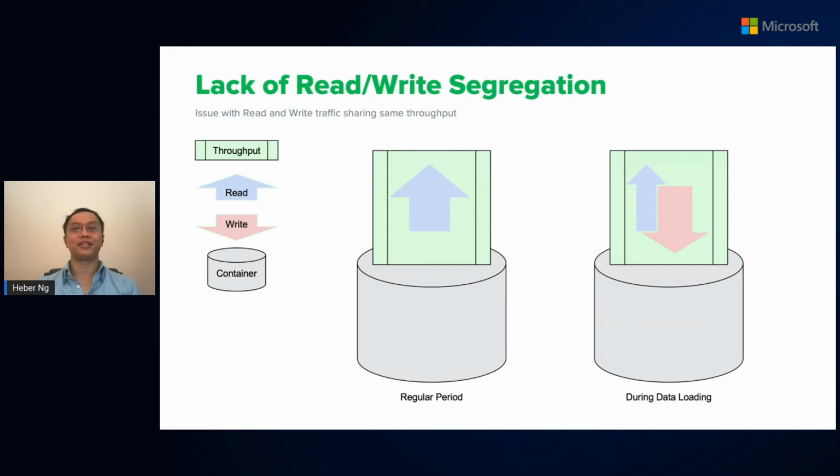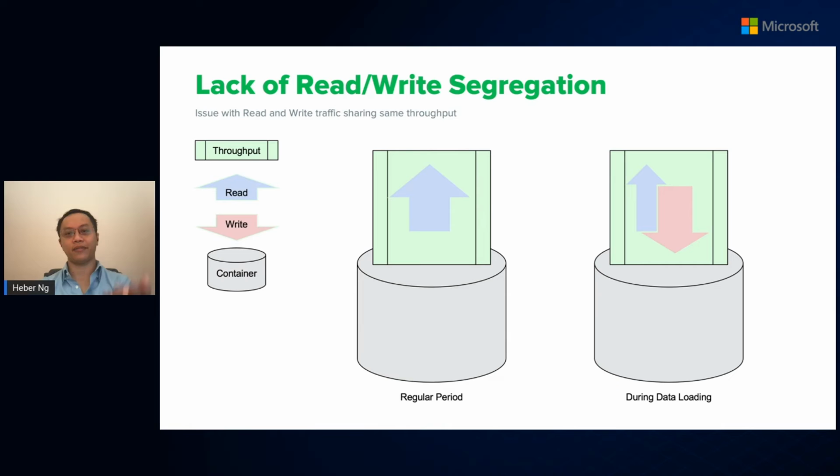So now, having showcased some of Cosmos DB's strengths, it is not without some downsides. The biggest one being that Cosmos DB does not have segregation between its read and write traffic provisions. Now, both read and write traffic of the Cosmos DB share the same amount of throughput that is being provisioned.